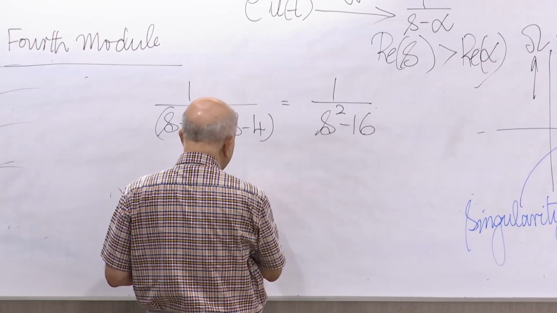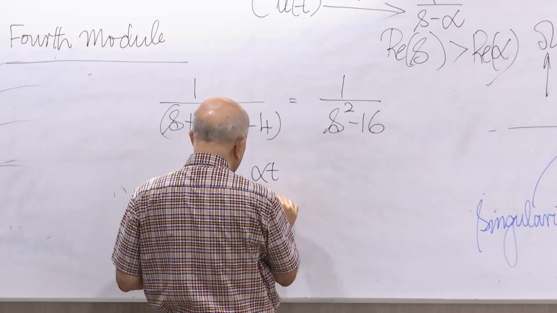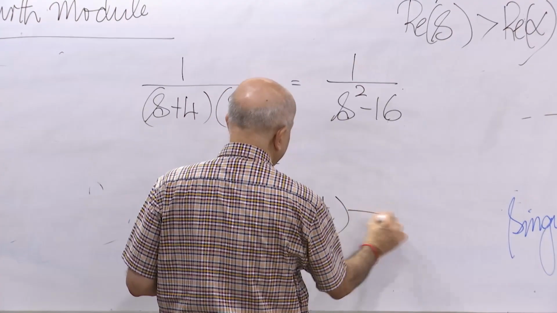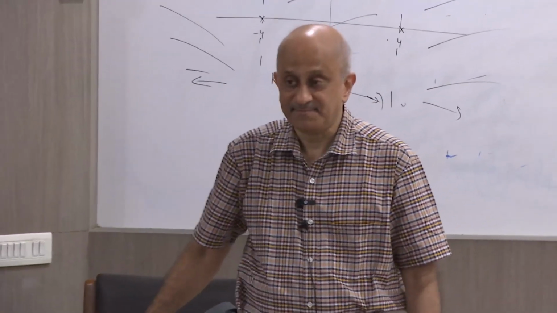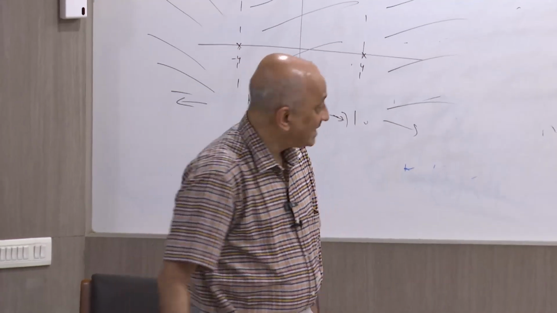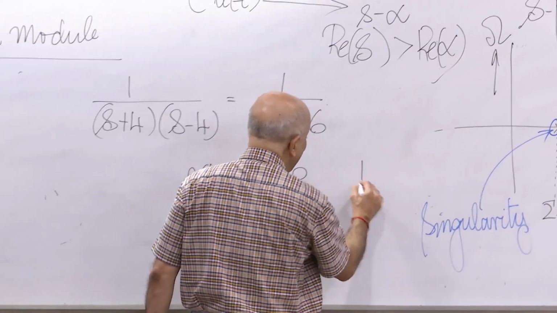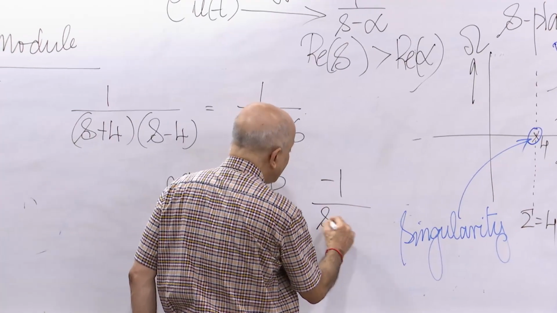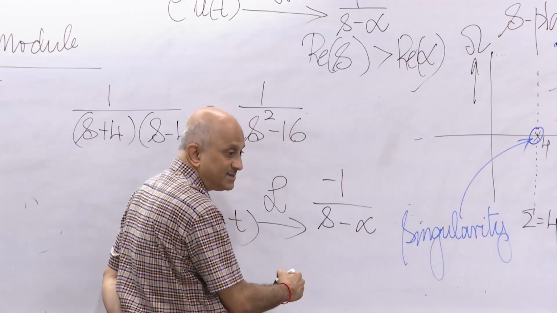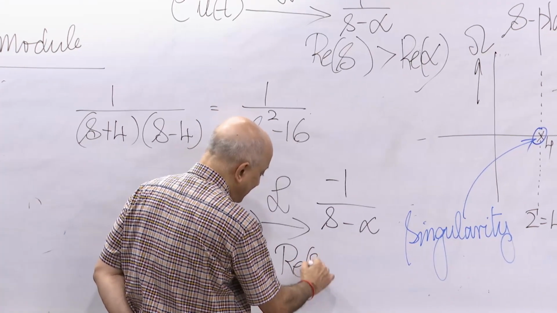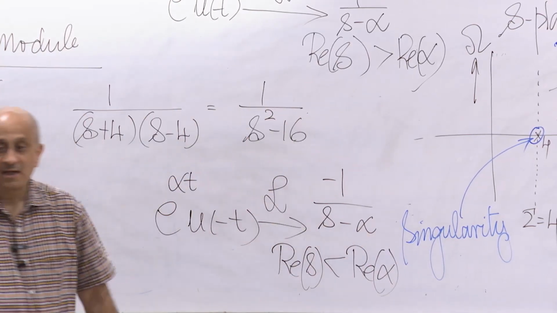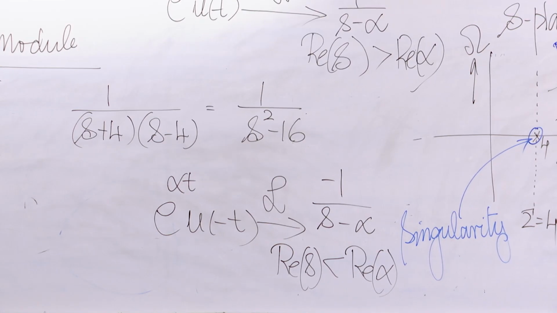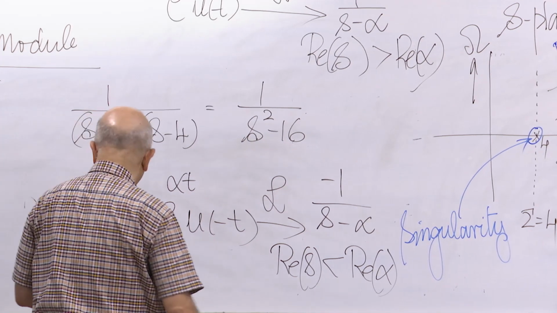Now, what is the Laplace transform of e raised to the power alpha t u(minus t)? Tell me, what is the Laplace transform? Be careful. e raised to the power alpha t u(minus t). Minus 1 upon s minus alpha. And with what region of convergence? Real part of s is less than real part of alpha. Yes. So, this is a generalization, isn't it? This you can calculate yourself. So, it's a generalization. Now, I want you to solve this.